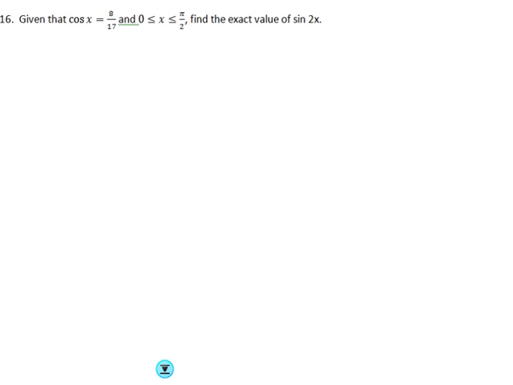If we go on to number 16, it asks for the exact value of sine 2x, given that cosine x is 8/17. One little rule that we have, which you might still see in your formula sheet if you forgot it, is the double angle theorem, which says sine 2x is equal to 2 times the sine of the angle times the cosine of the angle.